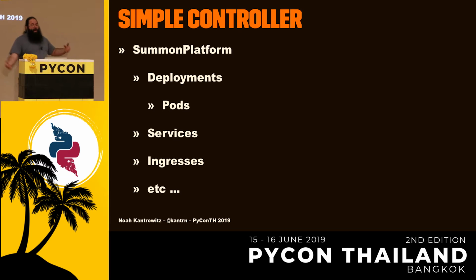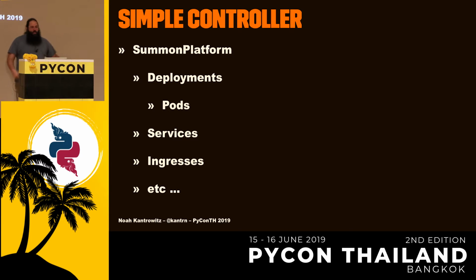There'll be some kind of root object, in this case, summon platform. It sets up an API watch to watch for any changes in any of those root objects. When it gets a change, it reads in that root object. It generates a whole bunch of Kubernetes data, in this case, some deployments and services and ingresses. And then it basically calls kubectl apply to apply that state to the universe. So we're effectively rebuilding the state of the universe every time any change happens in any summon platform object.